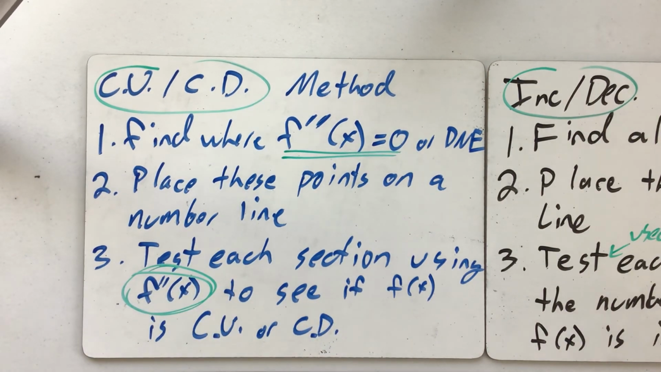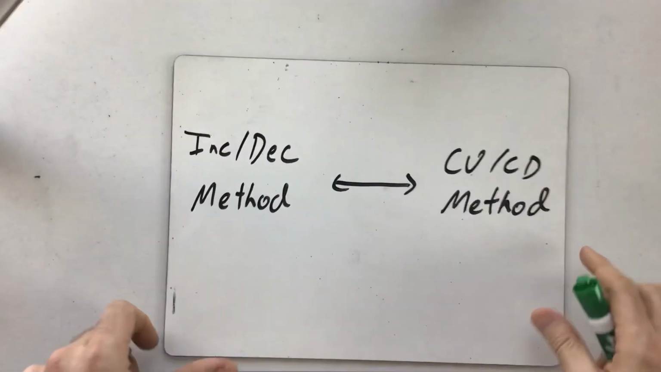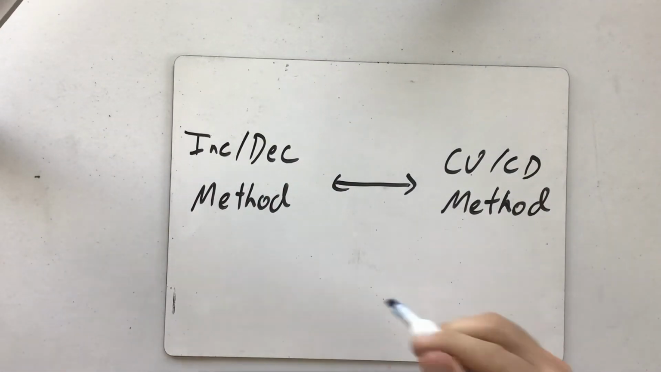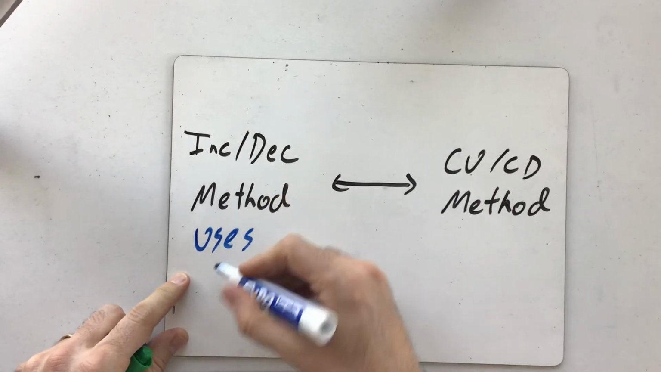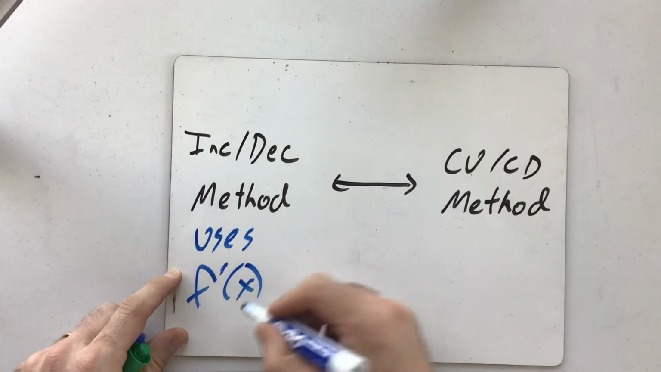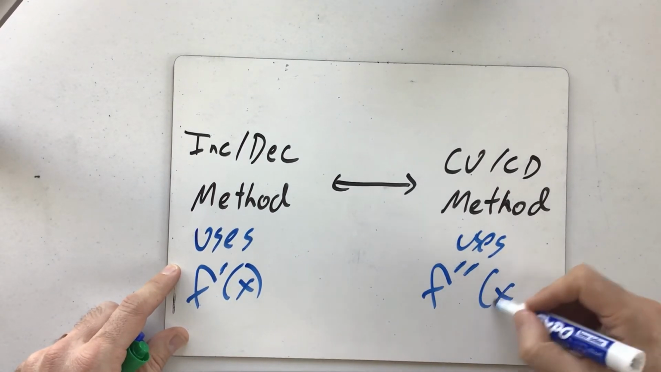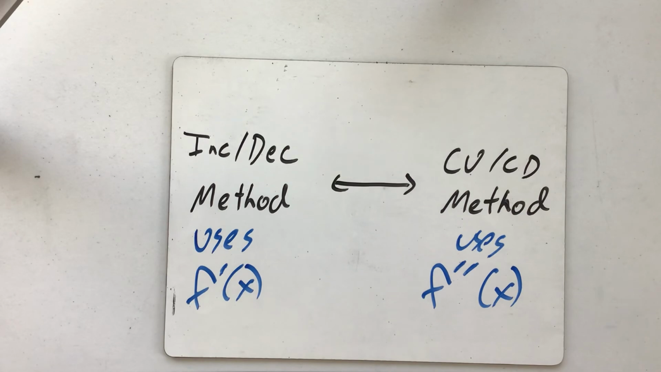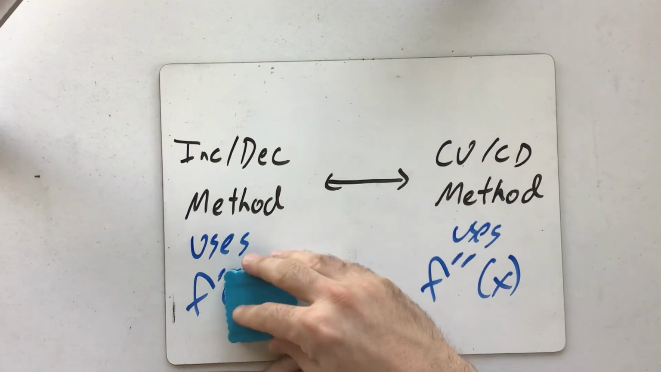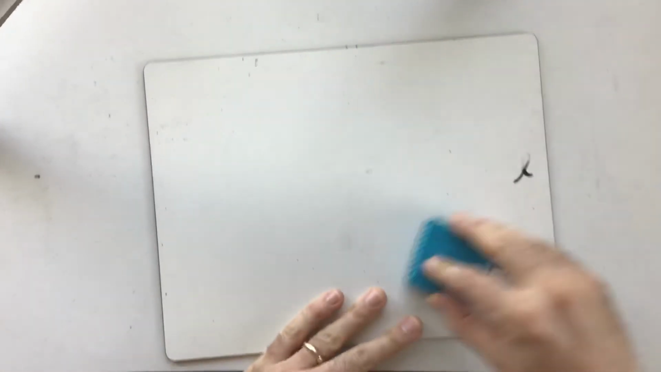So the concave up, concave down method and the increasing, decreasing method are actually the exact same method. We do them all the exact same way, except this one uses the first derivative, and this one uses the second derivative. Okay. So now that we're on this, let's tackle this 3.8 problem and see if we can make sense of it using the concave up, concave down method.